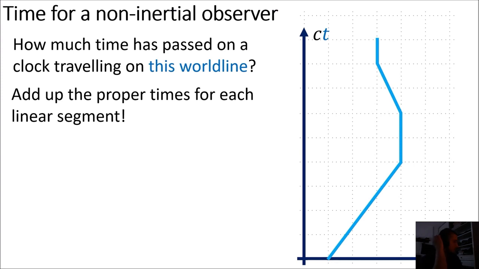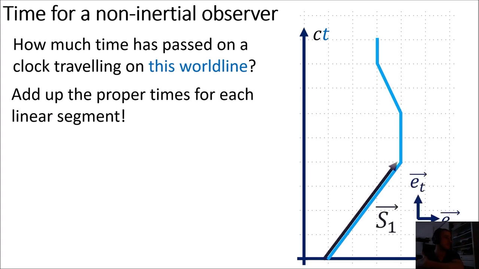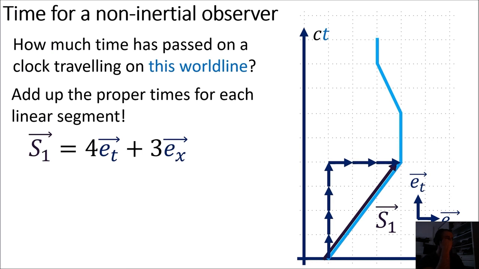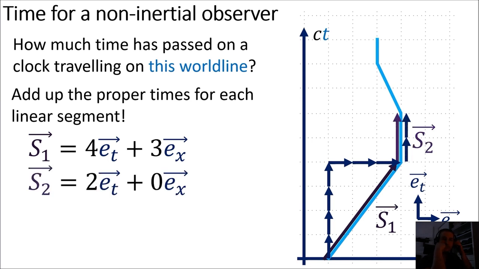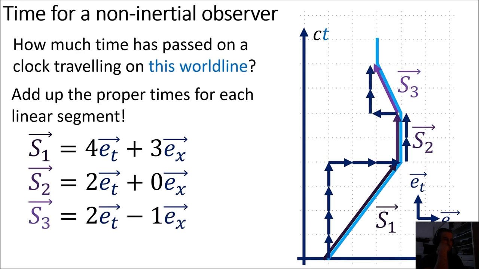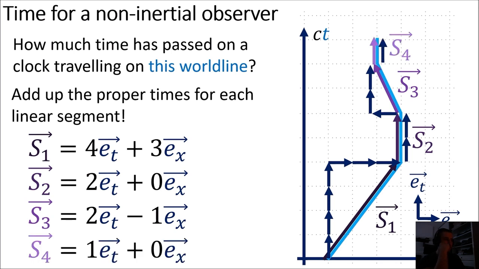of the world line. The first segment is given by the vector S1, which is 4 time units and 3 space units to the right. The second segment, S2, is 2 time units and 0 space units. The third segment, S3, is 2 time units and 1 space unit to the left. And the last segment, S4, is 1 time unit and 0 space units.